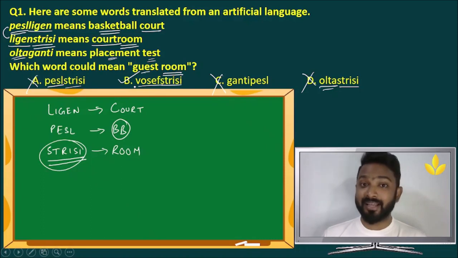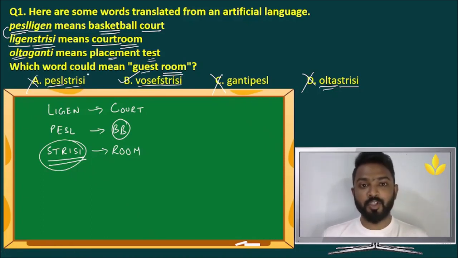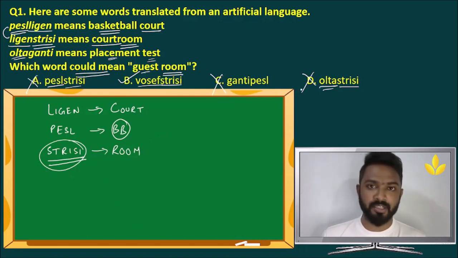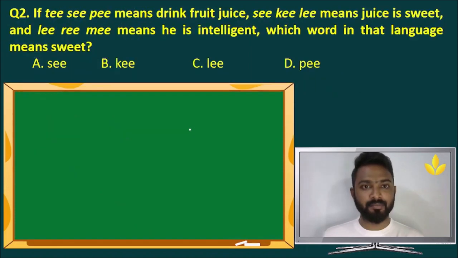Nobody is sure. Nobody can be sure. Even the question is not sure. The question literally is asking which word could mean. That means which one is the possibility of meaning guest room. That's it. We know that A, C and D are 100% wrong. B is the only one which is not 100% wrong. So that is the best bet out of the four. That is why this has a possibility. Others are impossible. That is how elimination helps us in coding and decoding. Then let's move on to the next question.